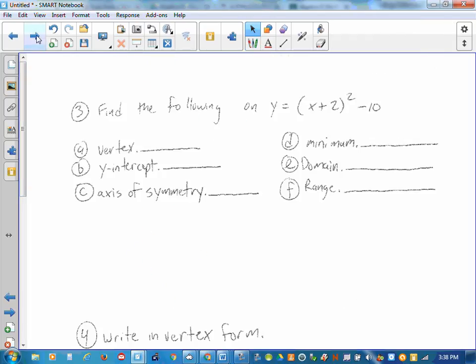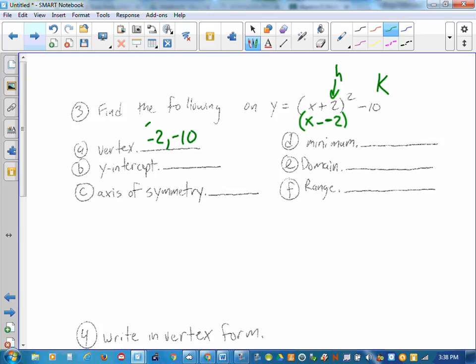All right, the next one is find the following on this parabola here. And the h and the k, again, are sitting right here. The h and the k, that's the vertex. What's missing that you don't see is it's minus a negative 2. So it's x minus a negative 2. So h is really negative 2, and k is just sitting there, negative 10. So it's negative 2, comma, negative 10.